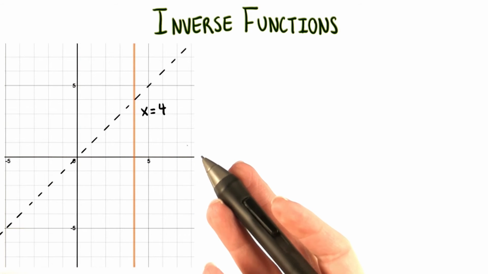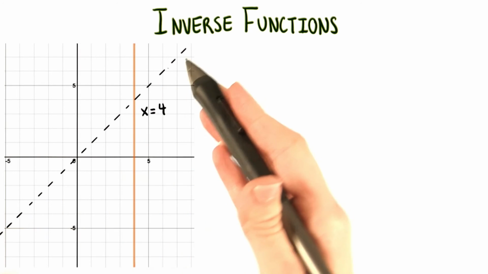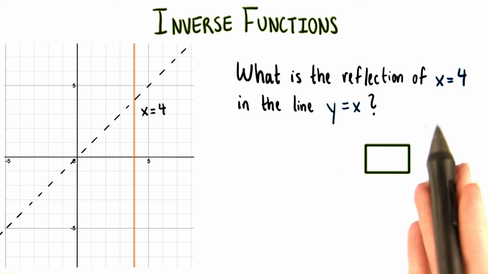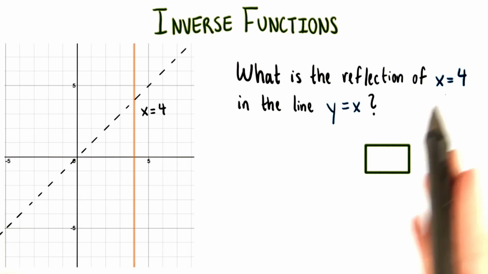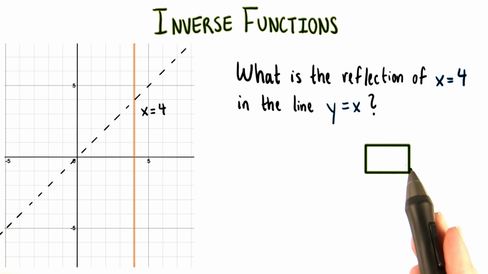Here I've graphed a random vertical line. I happen to pick x equals 4. And this dotted black line is the line y equals x. What is the reflection of x equals 4 in the line y equals x? Please write the equation of this new line in this box.